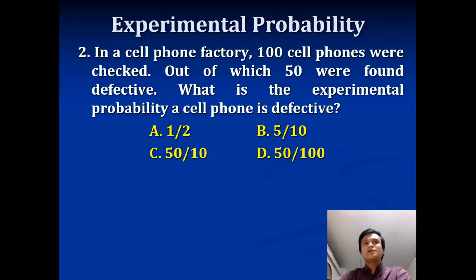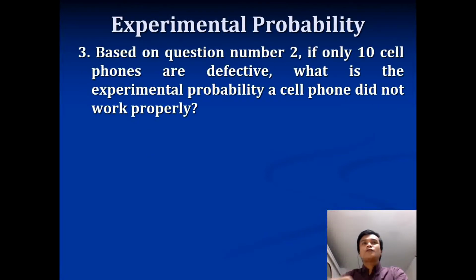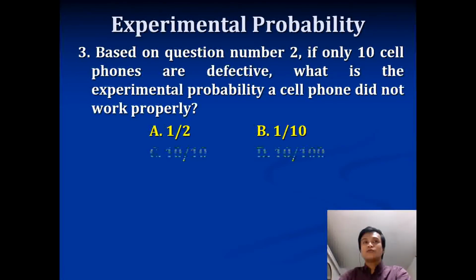Okay, let's have number 3. For number 3, based on question number 2, if only 10 cell phones are defective, what is the experimental probability a cell phone did not work properly? A. 1/2, B. 1 over 10, C. 10 over 10, or D. 10 over 100.